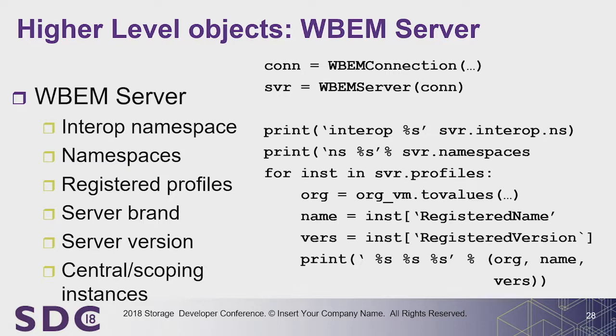So you can get access to the server, find out what the interop namespace is, what all the namespaces are. Remember we talked about registered profiles? In one line of code, you can get all the registered profiles and figure out what they are. I could show you how, but I don't trust doing demos in these things. You can get the name, the brand of the server, what version of the server it is. And this is the fun one. I can now, with one or two lines of code, get all the way down to the implementation of that profile and begin to work with the data in the profile.